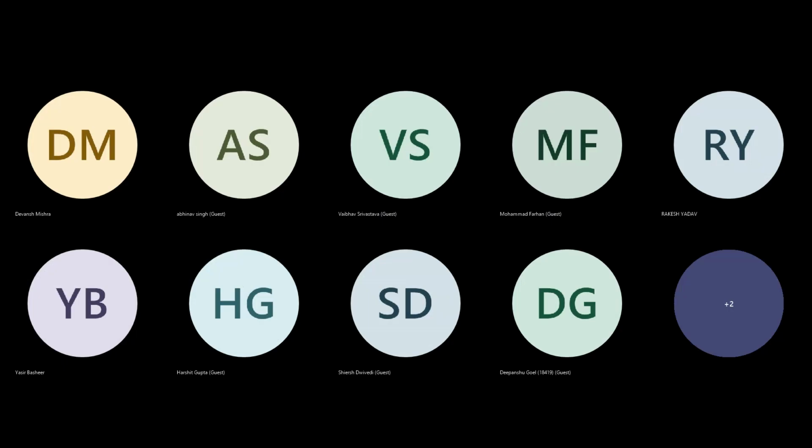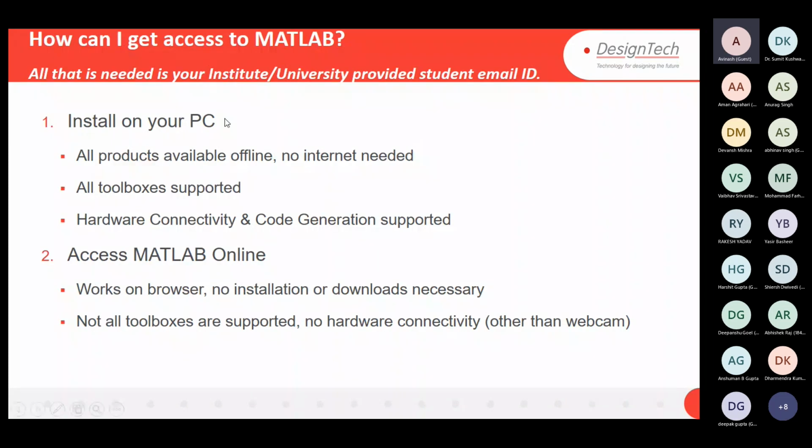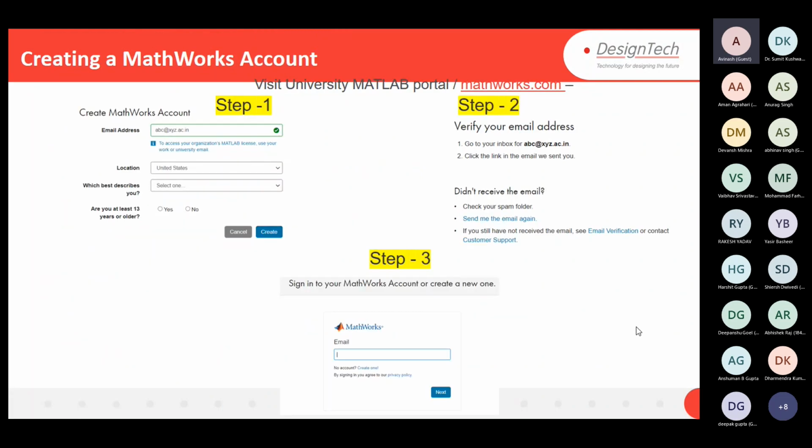Okay. So at KNIT, you have this campus-wide license. Anybody can access MATLAB and all the toolboxes in your laboratory systems, or you can also install it on your personal laptop. And the third one is we can also access it online. So we can install MATLAB or we can access MATLAB online. This is first what you require.